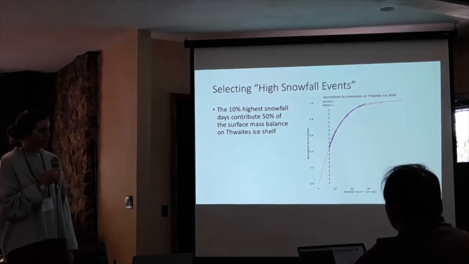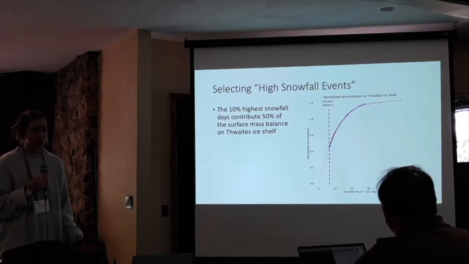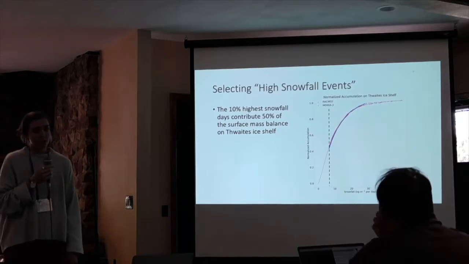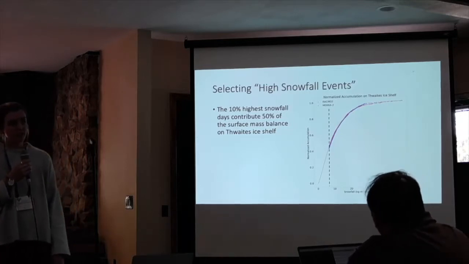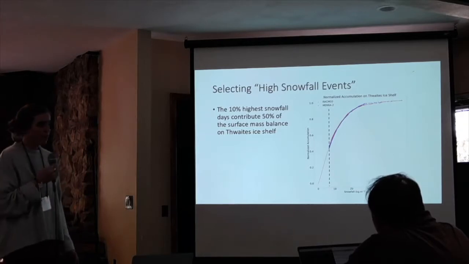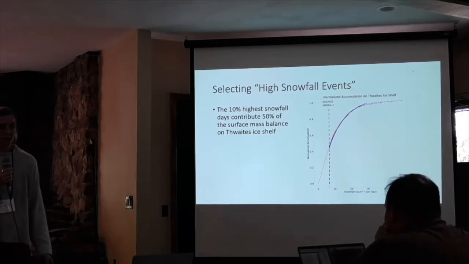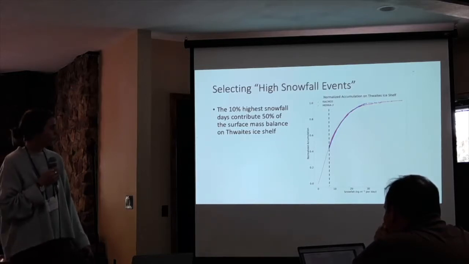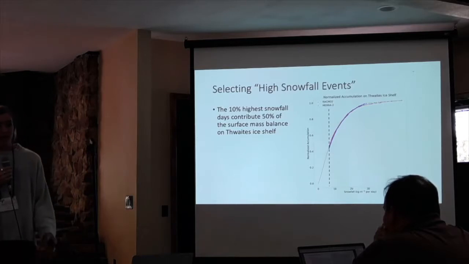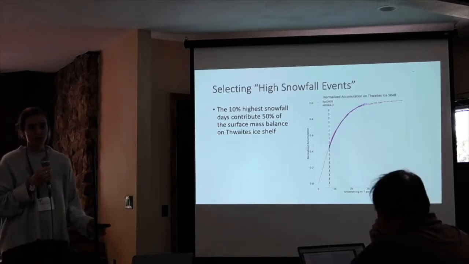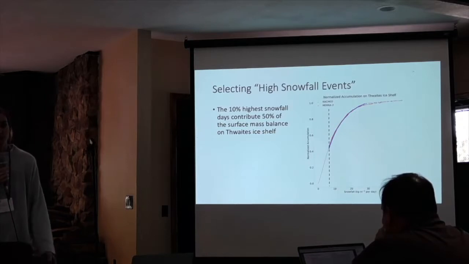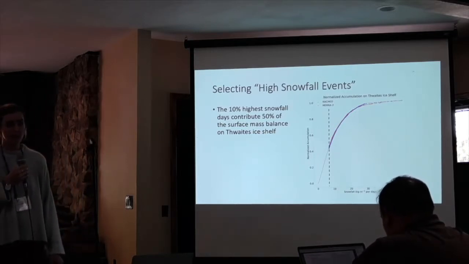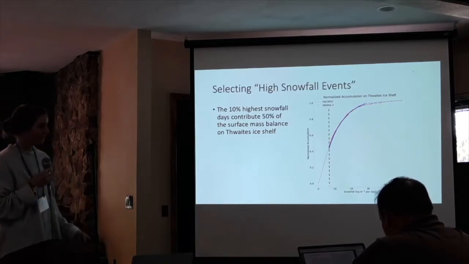So if we take the normalized accumulation of snowfall from both of these time series over Thwaites ice shelf, we see that they represent snowfall pretty similarly, especially when we get towards high snowfall events. Now in selecting snowfall events, we want to look at ones that contribute significantly to the surface mass balance of Thwaites. And if we take just the top 10% highest snowfall events in both time series, we find that these contribute to about 50% of the surface mass balance on Thwaites during that time. So these are the events that we want to study.